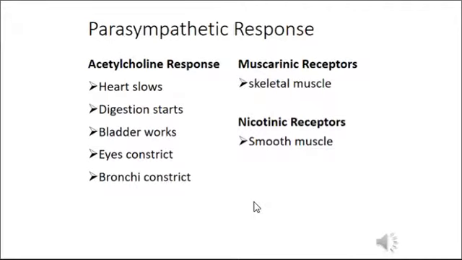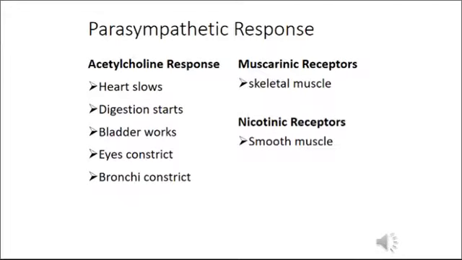Parasympathetic response. So the parasympathetic system affects two of the muscle systems. There's three muscle systems: cardiac, skeletal, and smooth. So here you can see it affects the muscarinic or skeletal and the nicotinic or smooth muscles with the release of acetylcholine. Remember, the sympathetic or adrenergic is the release of epinephrine and norepinephrine.